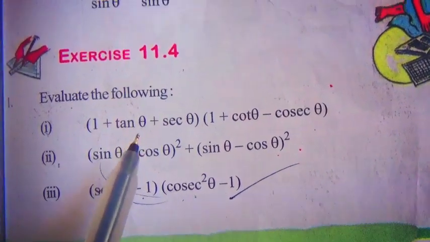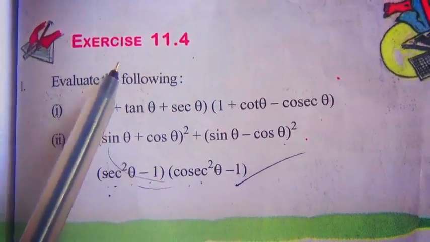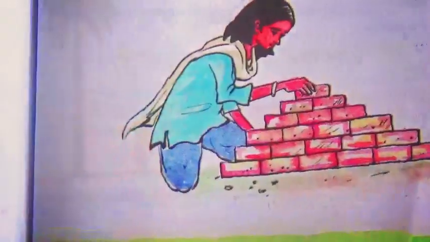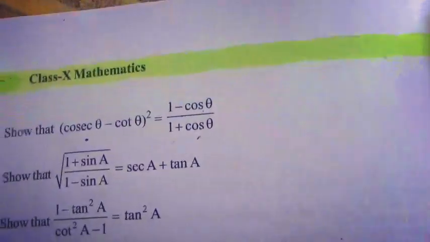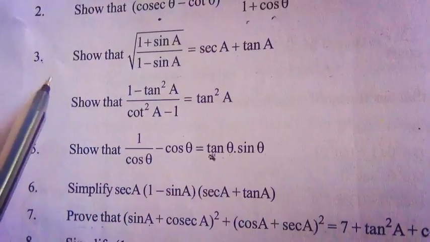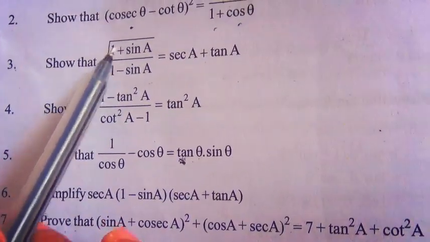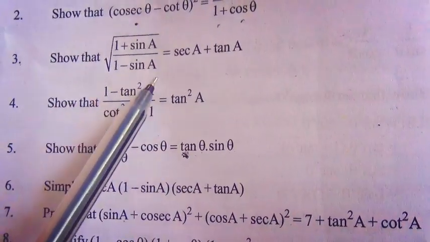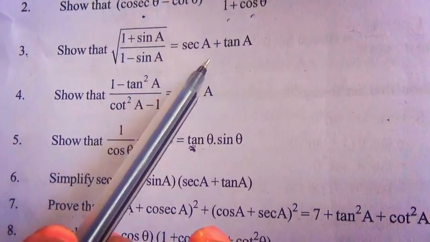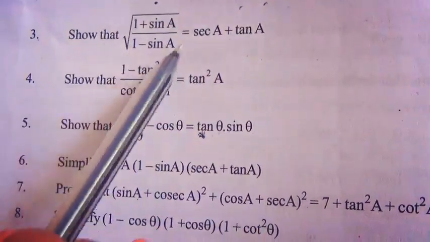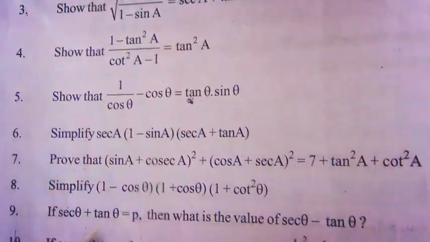Hello everyone. Yesterday I finished part 5, exercise 11.1 first Roman, 11.4 first Roman and second Roman. Here we have the third sum. Look here. Show that square root of (1 plus sin a) by (1 minus sin a) is equal to secant a plus tan a. We have to prove this LHS is equal to RHS.